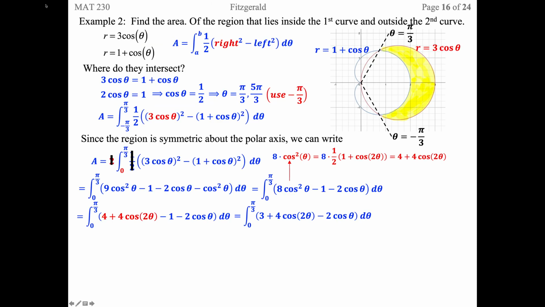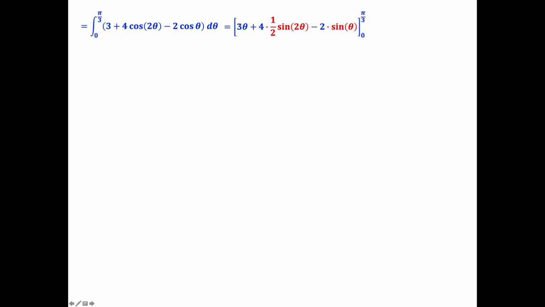So I need some more room. So 3 will get integrated to 3 theta. 4 cosine 2 theta will be 4 times sine 2 theta times 1/2. Again, think of that u sub when integrating as like the derivative in reverse. Instead of multiplying by the derivative of the inside, you are dividing by the derivative of the inside. Then minus 2 cosine theta, integrate cosine theta is sine theta. And we'll integrate this from 0 to pi over 3. So we substitute in our pi over 3's in all our spots.